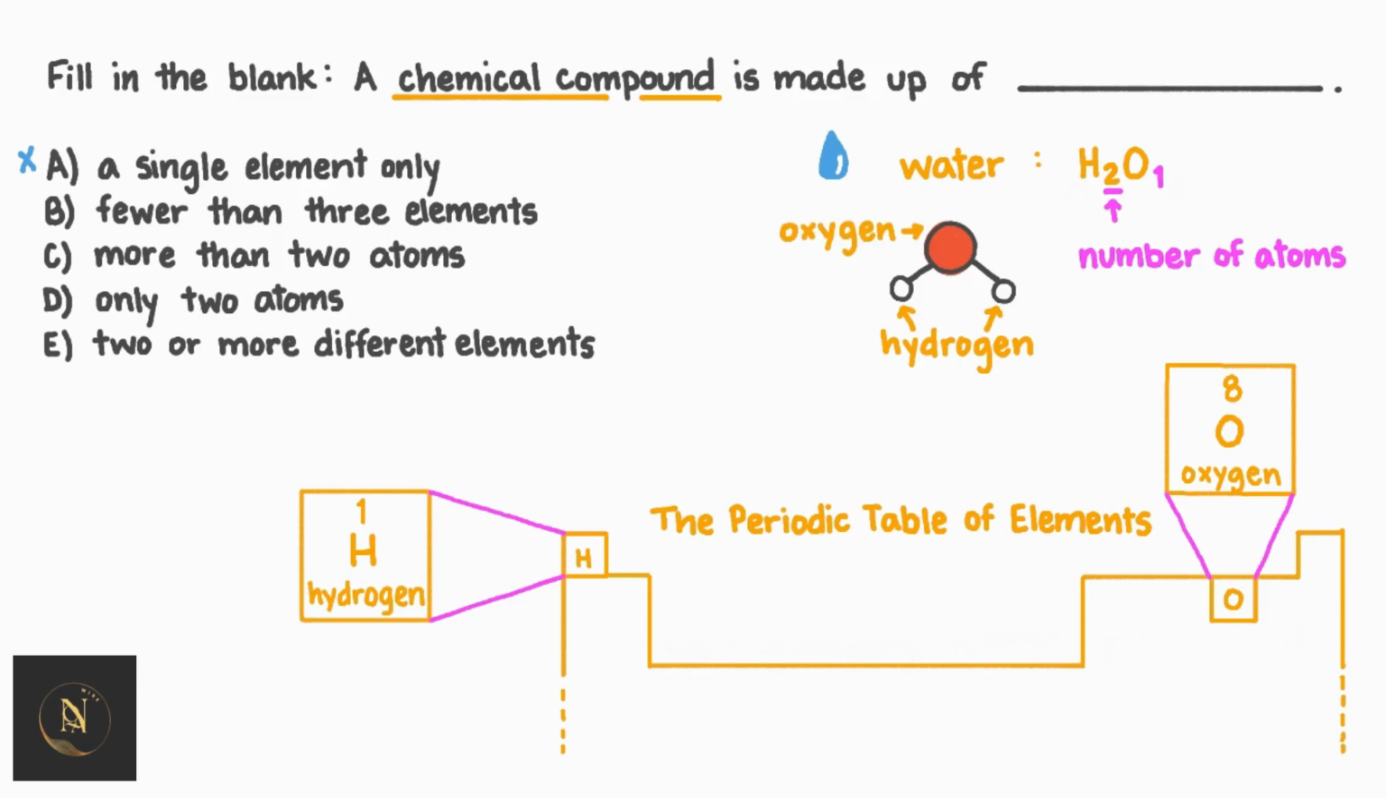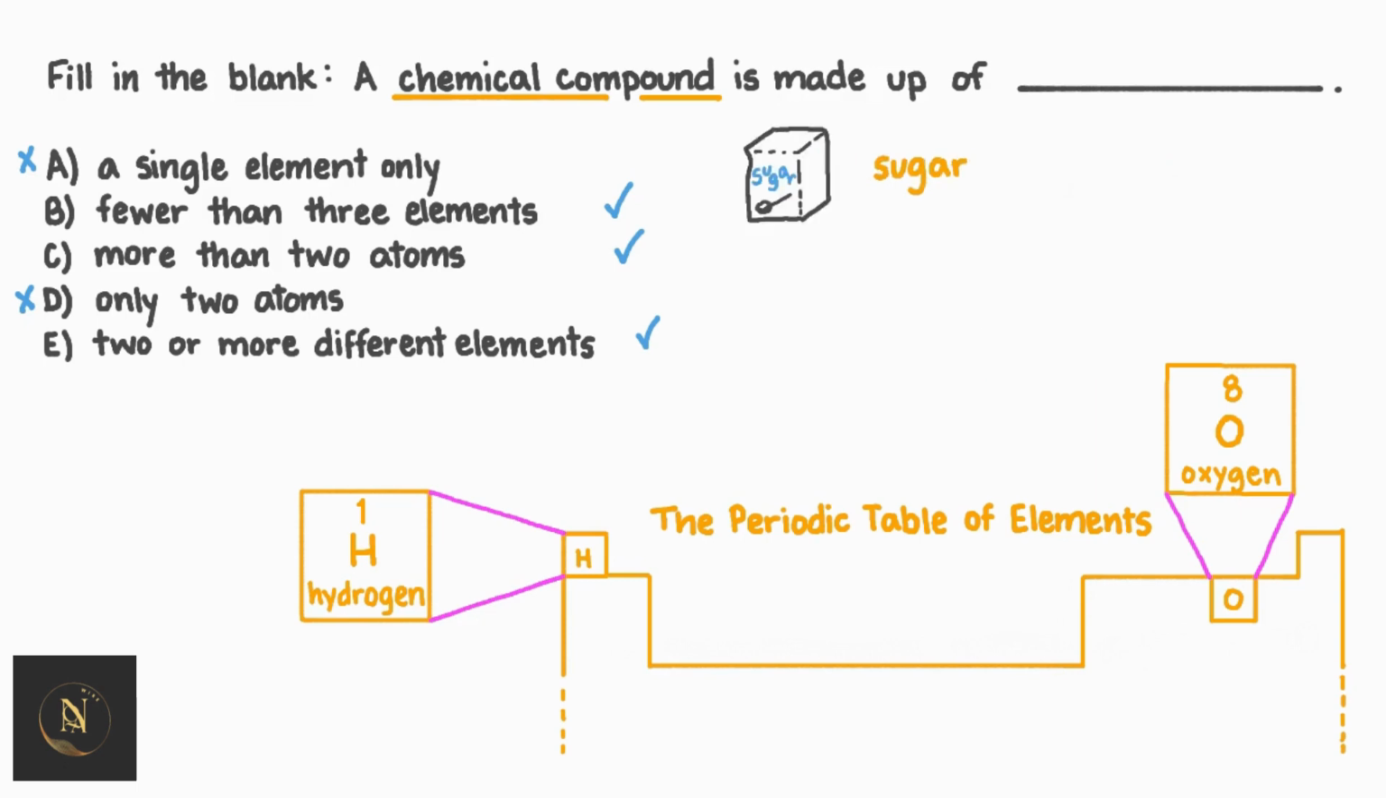As water is a chemical compound which contains 3 total atoms, we can eliminate answer choice D. Water does contain fewer than 3 elements, more than 2 atoms, and is composed of 2 or more different elements. So let's look at another chemical compound to narrow down the answer choices.